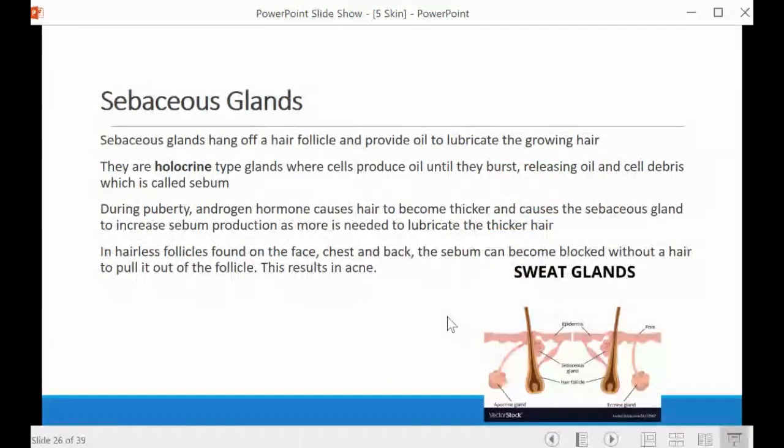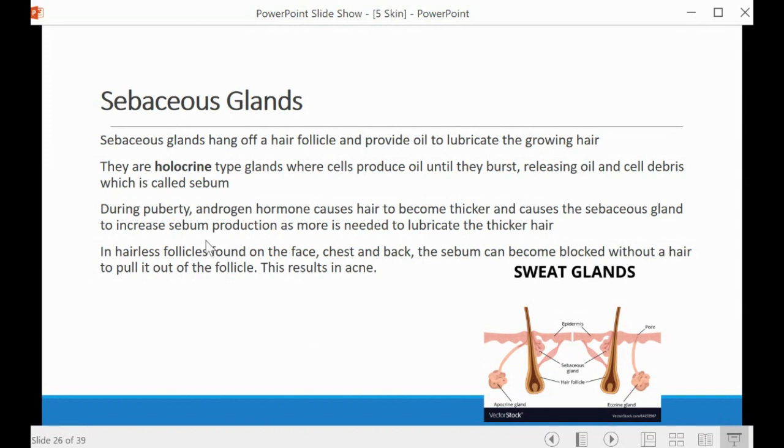Let's talk about these sebaceous glands. Sebaceous oil glands are going to hang off again from that hair follicle. They provide the oil for that growing hair. These are holocrine glands. What do holocrine glands do? The whole cell is going to burst, releasing the oil and any cell debris, which is called sebum.